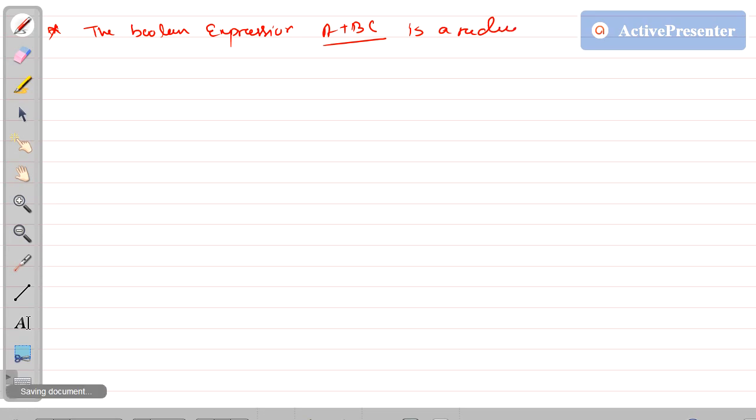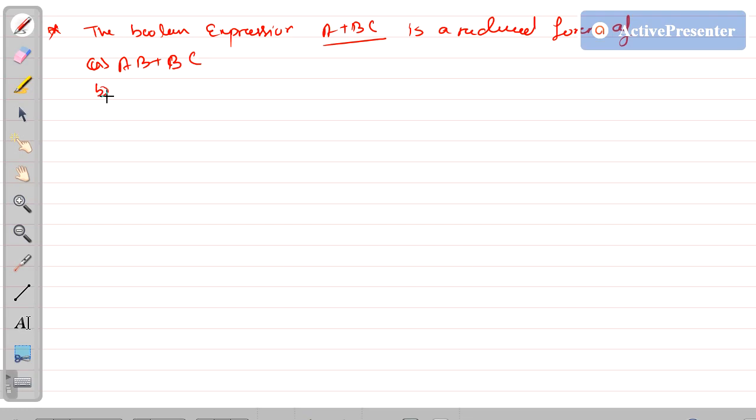Next problem: given the Boolean expression a plus b c, it is a reduced form of what? The first option is AB plus BC.